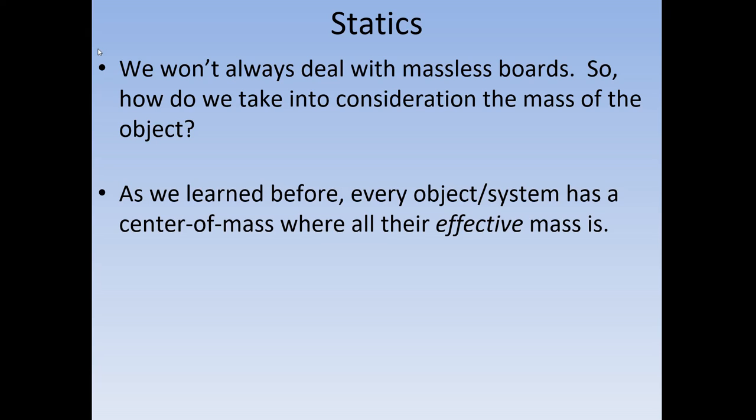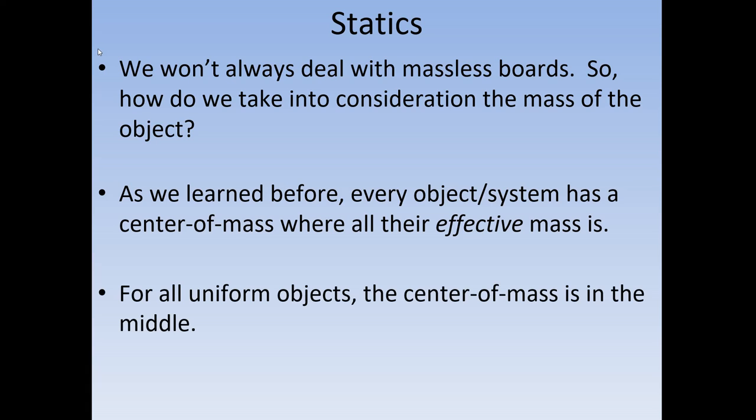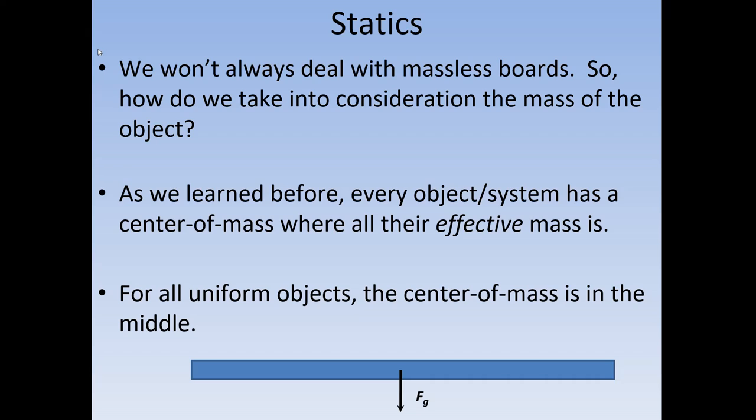Well, we already mentioned this idea of center of mass, that all objects essentially carry all their mass and their weight at some location. That center of mass is different depending on the object. And for the most part, the boards that we're going to be dealing with are uniform objects, meaning that their center of mass is located right smack dab in the middle. So if we have a board, the center of mass is right in the middle, and when we draw our FG, it's always going to be located right at that specific point.